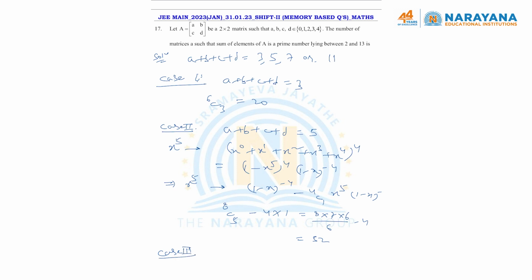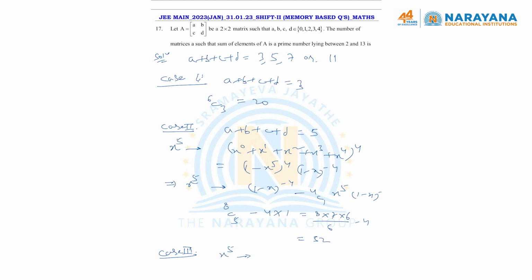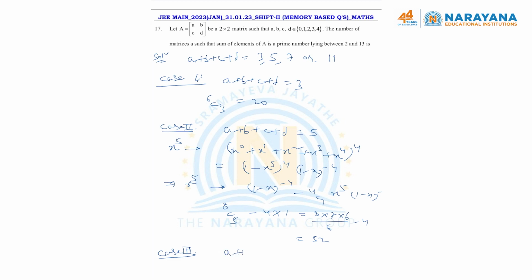Now case 3. Now we need to find, sorry, when a plus b plus c plus d is 7. So a plus b plus c plus d equal to 7. So now we need to find the coefficient of x to the power 7 in the expansion of, in the same way, a can be 0 to 4 only. So we need to calculate (1 minus x to the power 5) to the power 4 into (1 minus x) to the power minus 4. So from here we need to calculate the x to the power 7 coefficient.